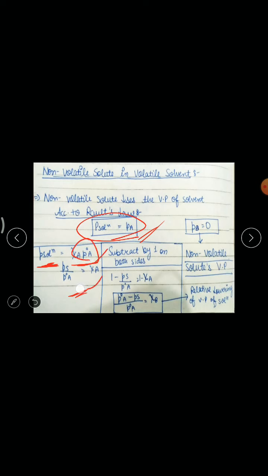When we do some rearranging and subtract both sides from 1, we obtain this formula, and this is known as the relative lowering of vapor pressure of the solution. Relative lowering means the vapor pressure initially and then after adding the solute, the decrease in vapor pressure, that is the relative lowering of vapor pressure.